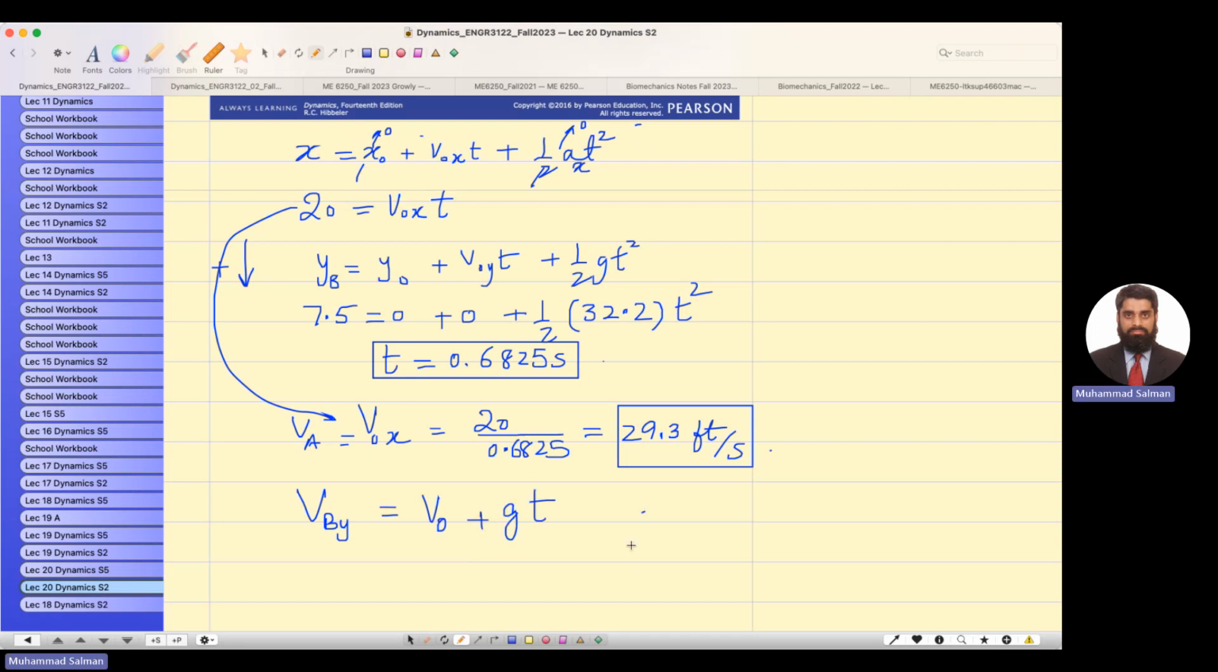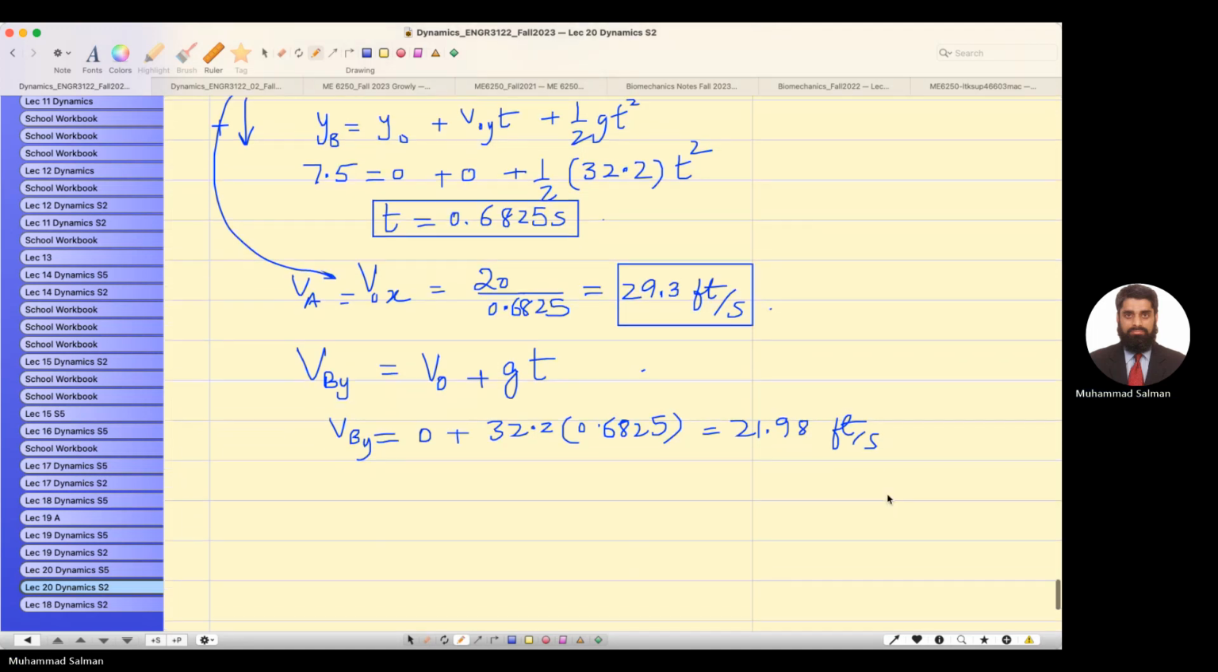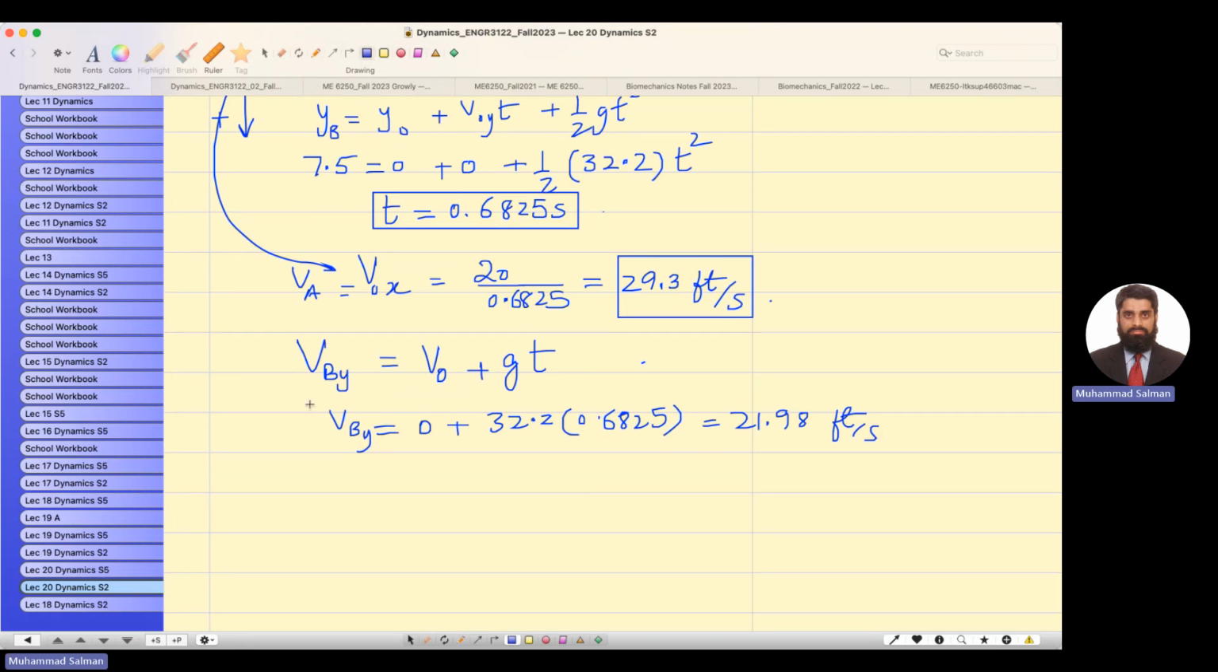You remember this formula from projectile motion? Final velocity equals initial velocity plus gt. So what is the initial velocity in the y direction? 0. So VBY equals plus gt, which is 32.2 times 0.6825. Do you get 21.98? So once it has been confirmed, 21.98.